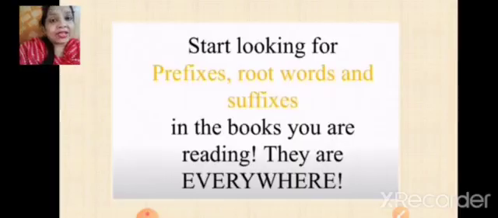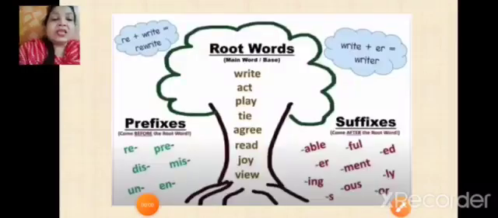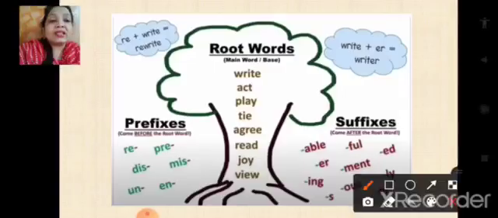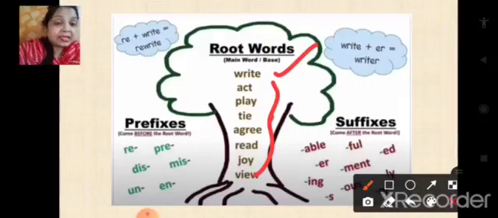Okay, now let us check about the tree which we left in the first slide. What are we supposed to do with that tree? Come on, let us understand what is the idea behind the tree. Yes, children, here we go. So this is what the tree is all about. As we know, your tree has got roots. So these are the root words in the middle of the tree, which are like write, act, play, tie, agree, read, joy, and view.